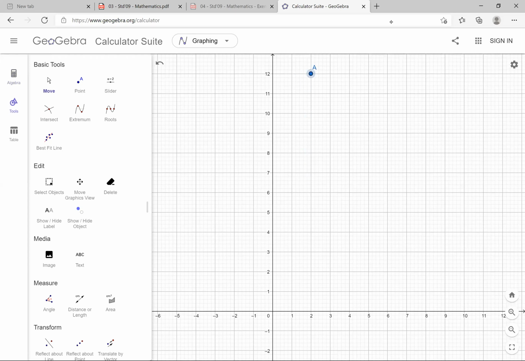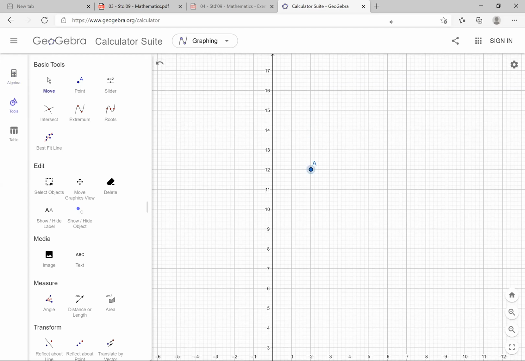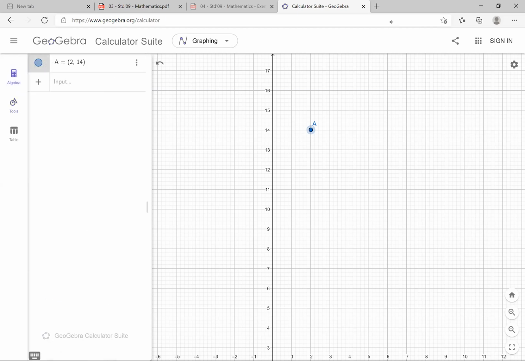This is my 2 comma 12. So I'm going to move all the way up. There it is, 2 comma 14. If you see on the left-hand side, the point A is telling you the value, it is 2 comma 14. So I'm not cheating on anything. It is 2 comma 14.